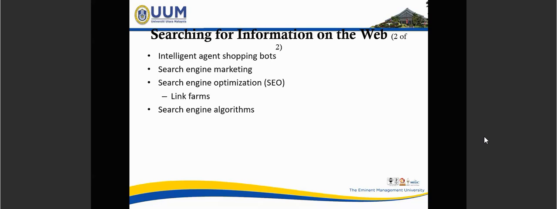Searching for information on the web, also intelligent agent shopping bots that can help to do shopping and marketing. Search engine marketing is very important, as it can help you understand what product you would like to buy or sell. Search engine optimization is very important: how do we make our web page more famous? Search engine optimization techniques can help our web page appear many times.